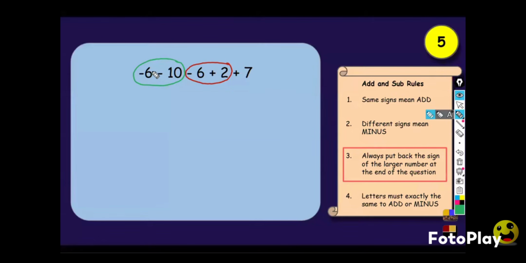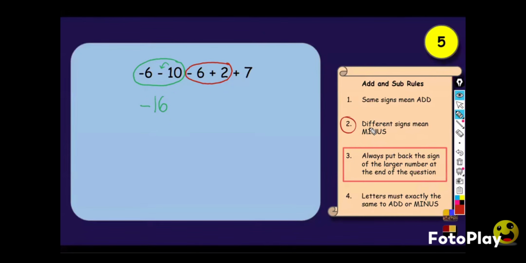Signs are the same. Same signs mean add in adding and subtracting. So 6 plus 10 is 16. Always put back the sign of the larger value. Minus 16. 10 is larger. Let's do the red, right? Minus 6 plus 2. Signs are different. One is minus, one is positive.